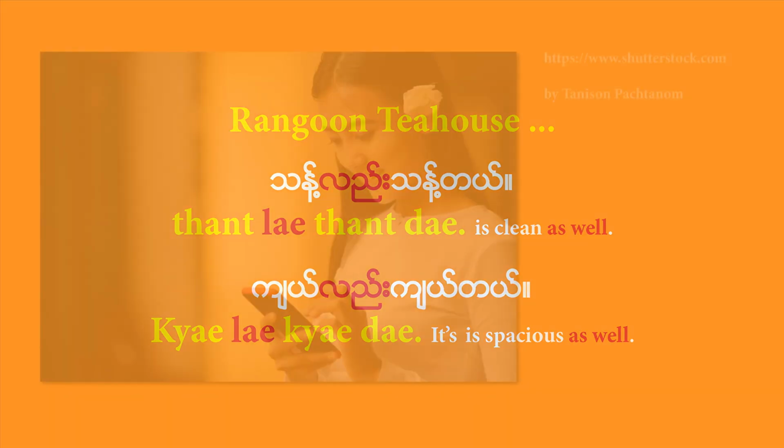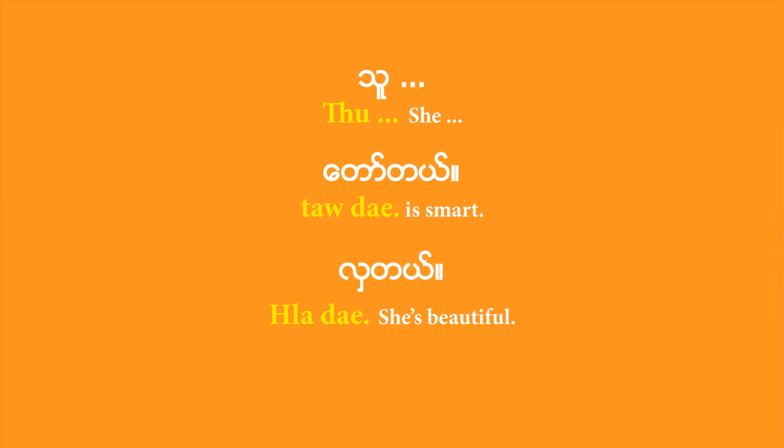Let's say you want to describe somebody as beautiful, also smart. The word to be smart is do. That can mean smart in the academic sense, to being bright, to being gifted in certain skills. The word to be beautiful is hla. So again, you start with the unisex pronoun thu, and then you go on and say thu tore, thu hlare. That's how you say she is smart, she is beautiful.